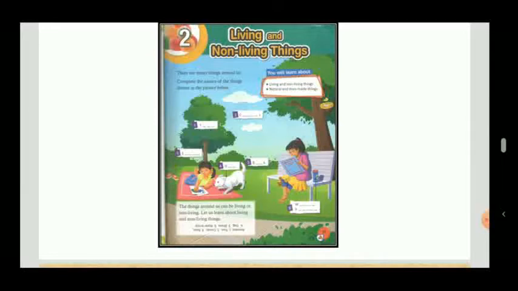First is tree, second is clouds, third is book, number 4 is dog, number 5 is shoes, and number 6 is water bottle.